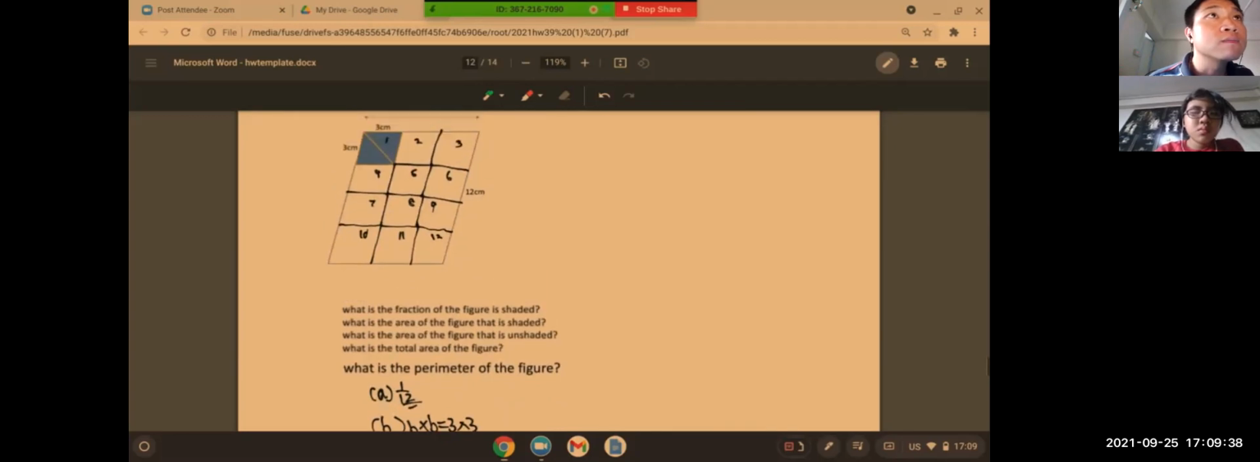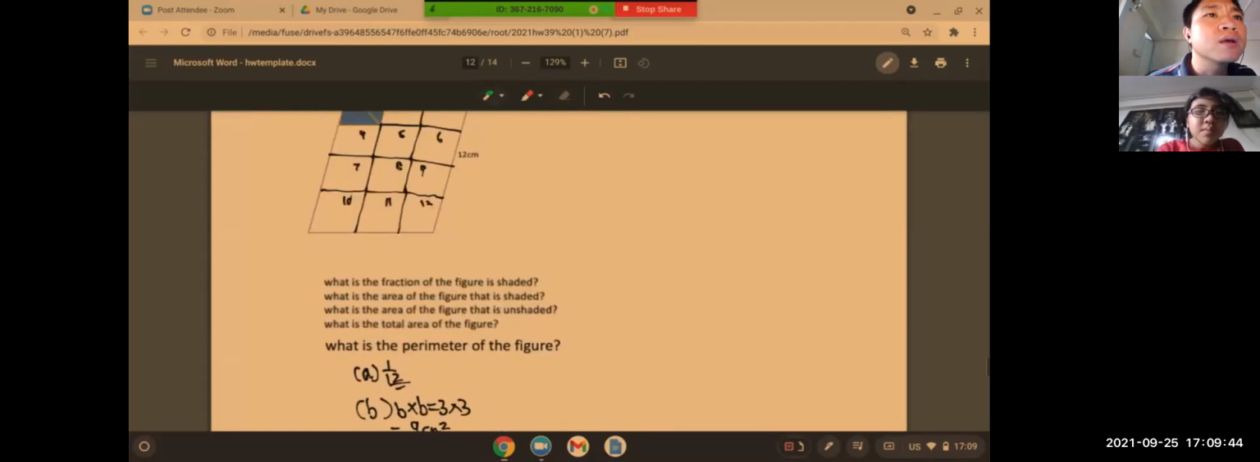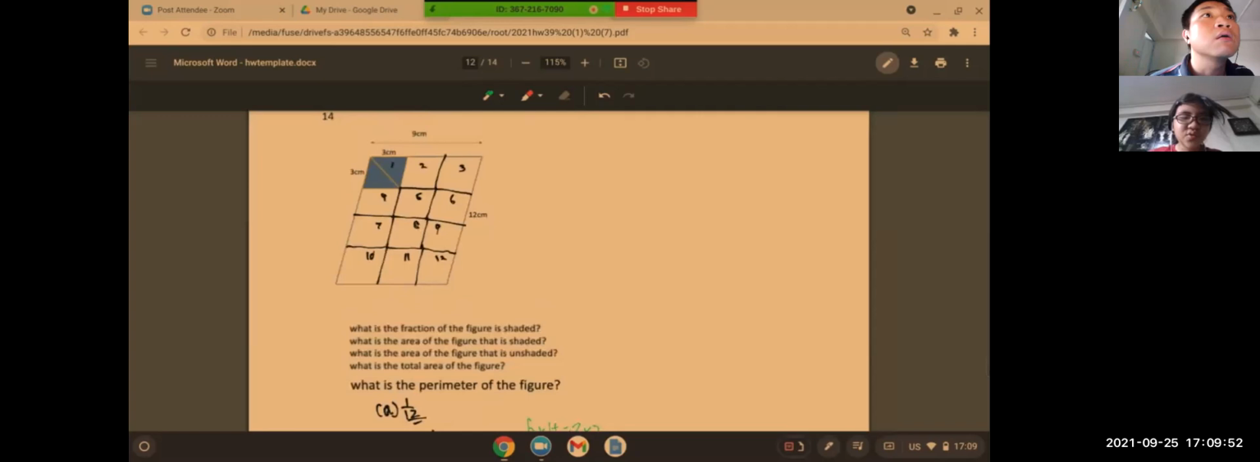What is the area of the figure that is shaded? How do you find the area? Base times height. Then you base times base. I read wrong. Wait, what's the height then? Height is 3. Who say the height is 3? Who say the height is 3?